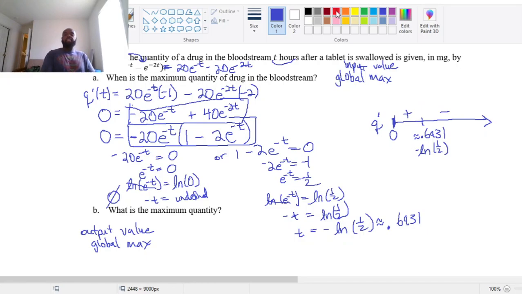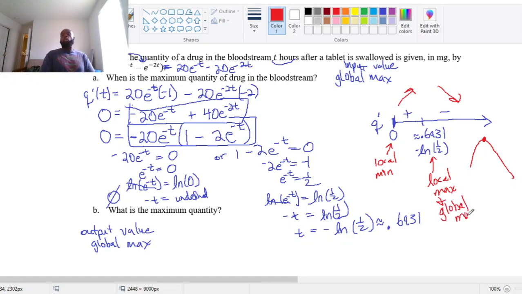Which meant that my function would be increasing and then decreasing, which makes x equals 0 a local minimum, and x equals negative natural log of 1/2 a local max. Now, if I only have a local minimum and a local max, which means my function is going to decrease on forever and ever, not only is this a local max, but it's also a global max, because my function is basically going to do this. And it does that at the point, approximately 0.6931. So that's also a global max, which is what we're trying to find.